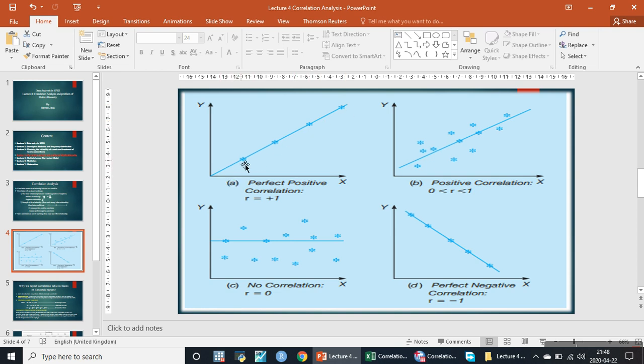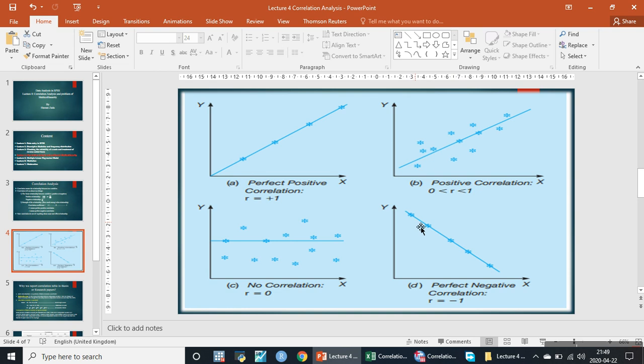This indicates that if all the points lie on the straight line, and if the direction is upward, this is upward movement, so it indicates that it is a perfect positive relationship between x and y. Similarly, here the line is downward, which indicates that there is a negative correlation, and all the points lie on the straight line, which indicates that it is a perfect relationship.